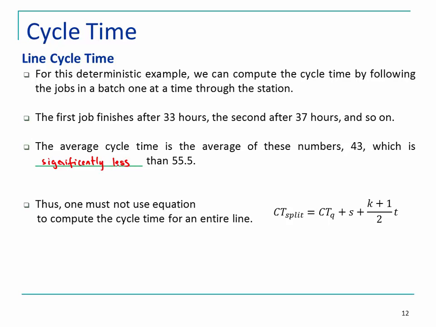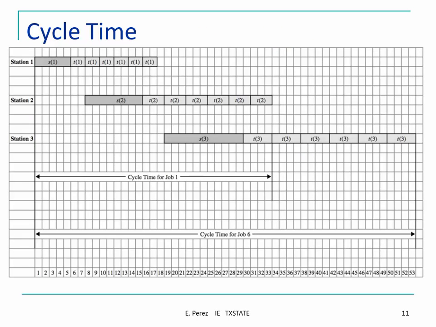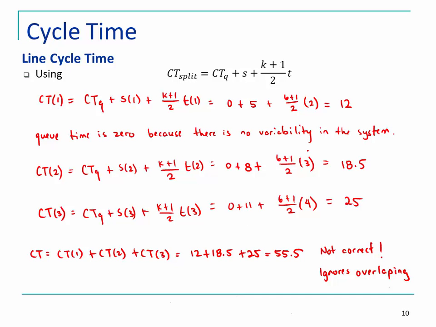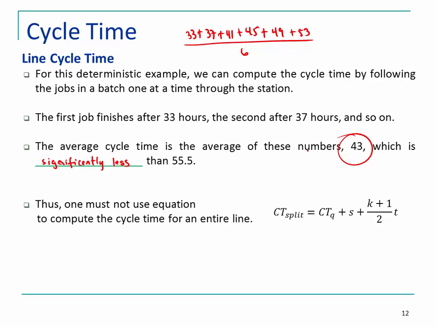less than 55.5. Okay, so the way we're computing this is we are doing 33 plus 37 plus 41 plus 45 plus 49 plus 53 divided by 6. And that is giving you this 43, which is going to be less than what we computed initially, 55.5, which is not correct. Okay, so you see the idea.